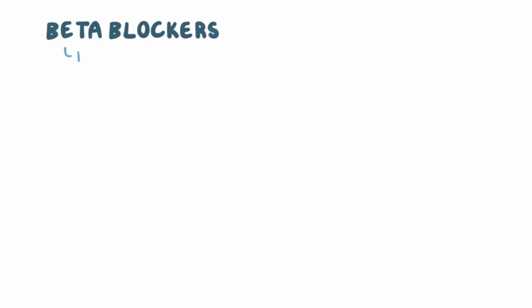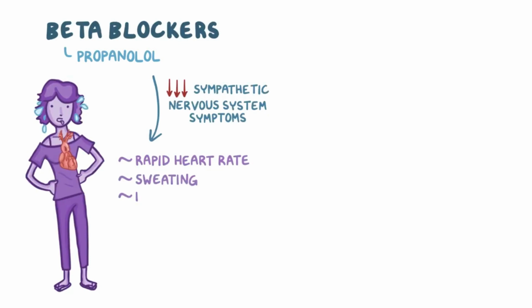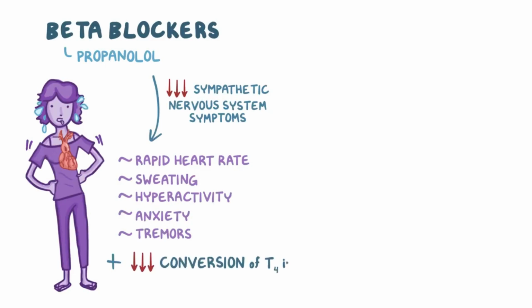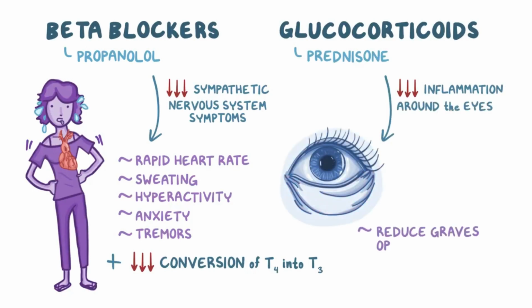Finally, beta blockers like propranolol are used to block beta receptors in tissues innervated by the sympathetic nervous system. This could reduce sympathetic symptoms of hyperthyroidism like rapid heart rate, sweating, hyperactivity, anxiety, and tremors. In addition, propranolol decreases the conversion of T4 into T3, just like PTU, and can be used during thyroid storms. Next, glucocorticoids like prednisone can decrease the inflammation around the eyes and are used to reduce Graves' ophthalmopathy before radioactive iodine could be given.